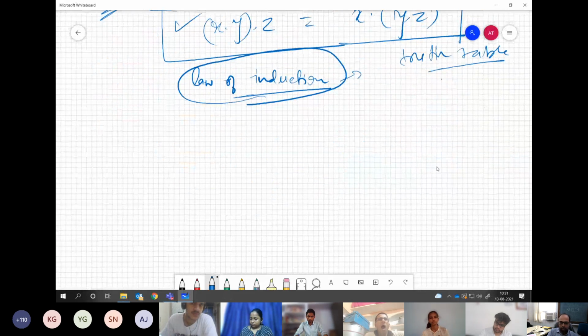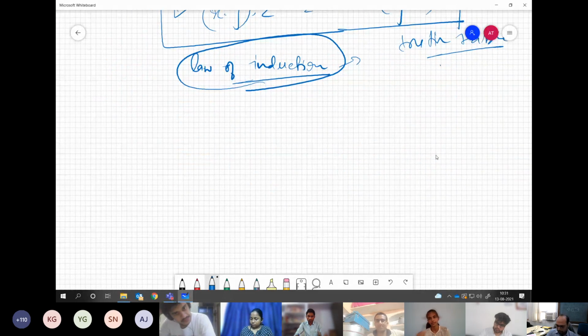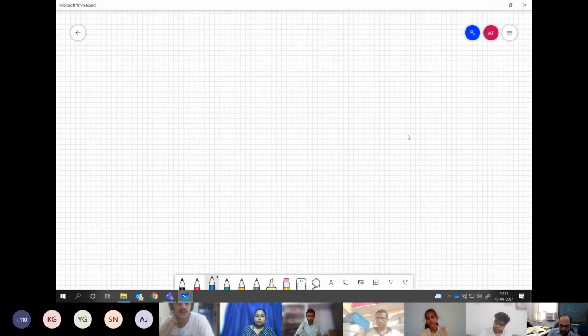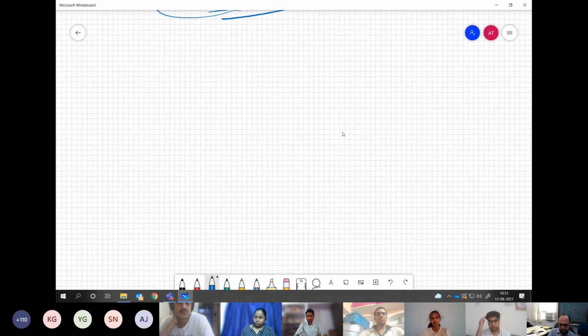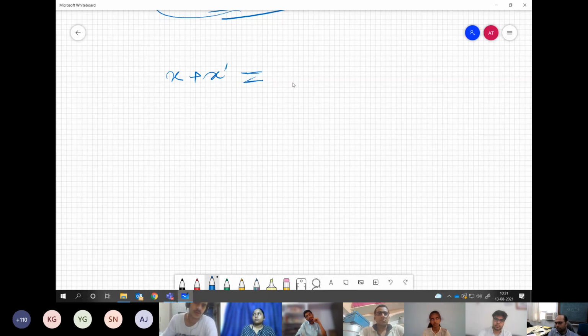Okay. Now, another simple thing, but very important. If you add any number to its complement, for example, x to x complement, what would be the output? 1.